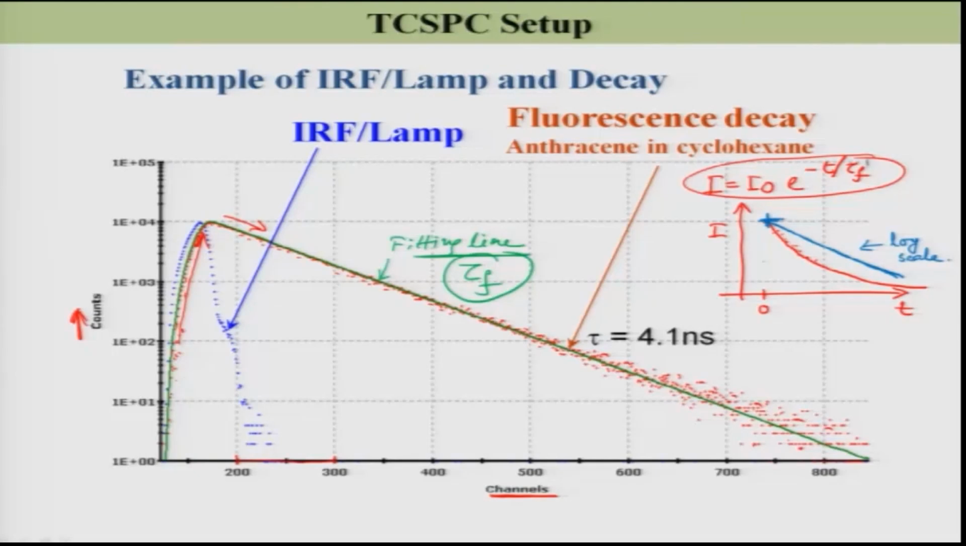So, to get this, I also need this blue one, as I have mentioned over here. I also need this blue one, that is called the IRF or lamp, that is the instrument response function. It is a collective response of the laser. How many devices do we have in TCSPC?